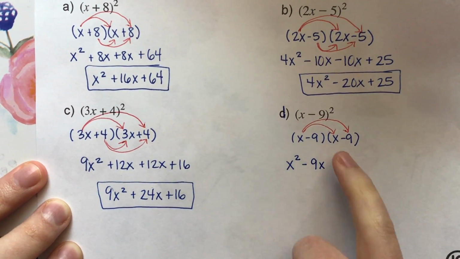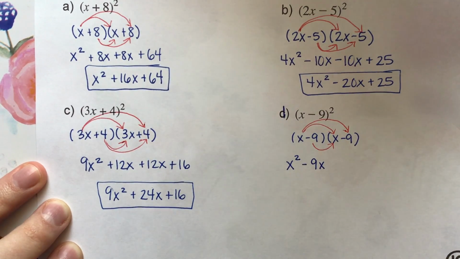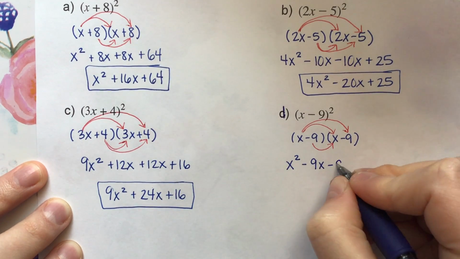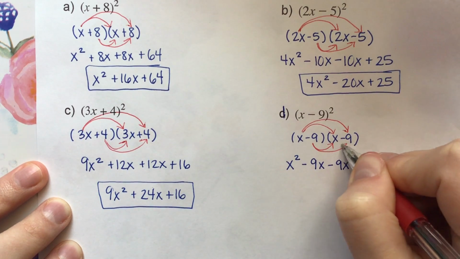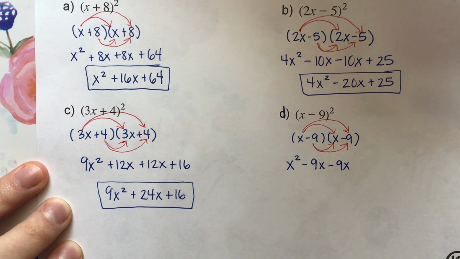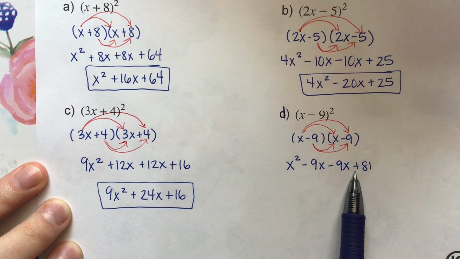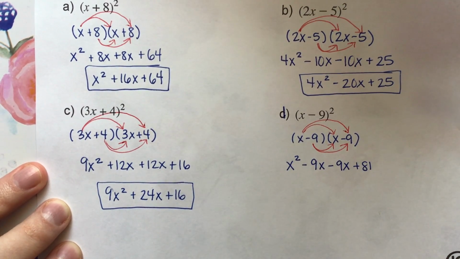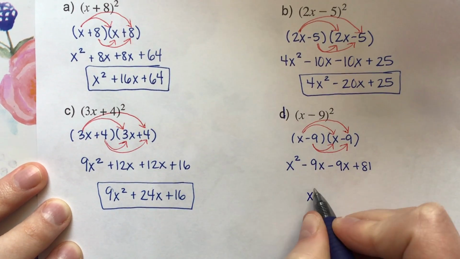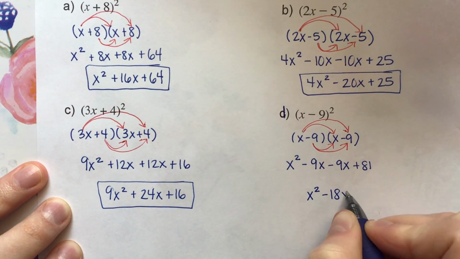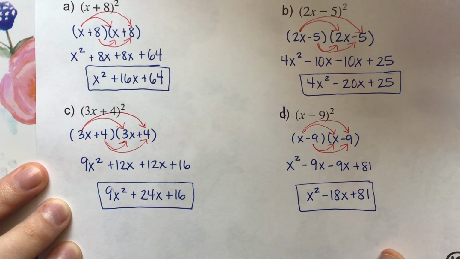I know that it's negative because of the minus sign right here. Then I have negative 9 times x again, which is negative 9x. And finally, I have the last terms being multiplied together. Negative 9 times negative 9 is positive 81. I'm getting positive because a negative times a negative is a positive. Finally, we need to combine our like terms, so that's going to be x squared minus 18x plus 81. And then I'm done with that one.